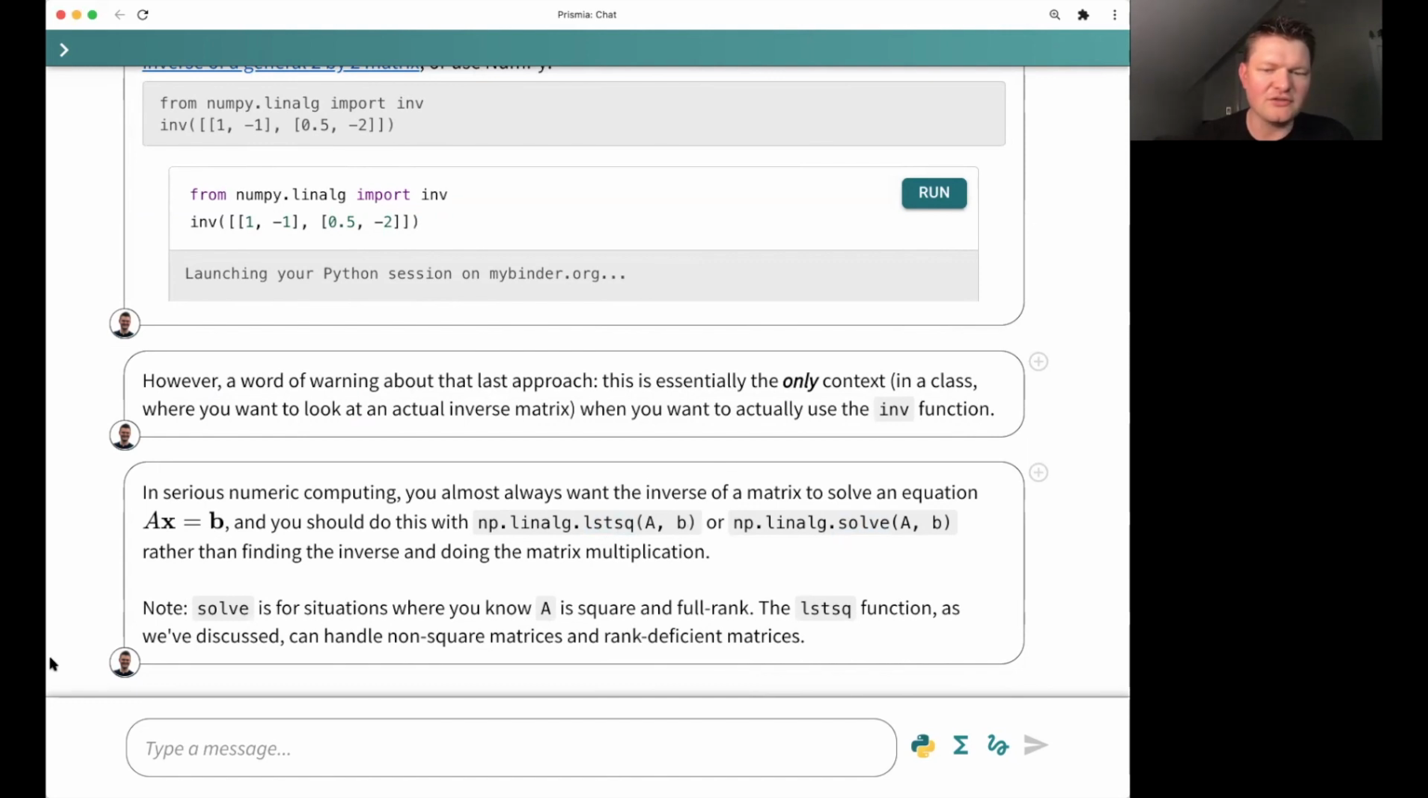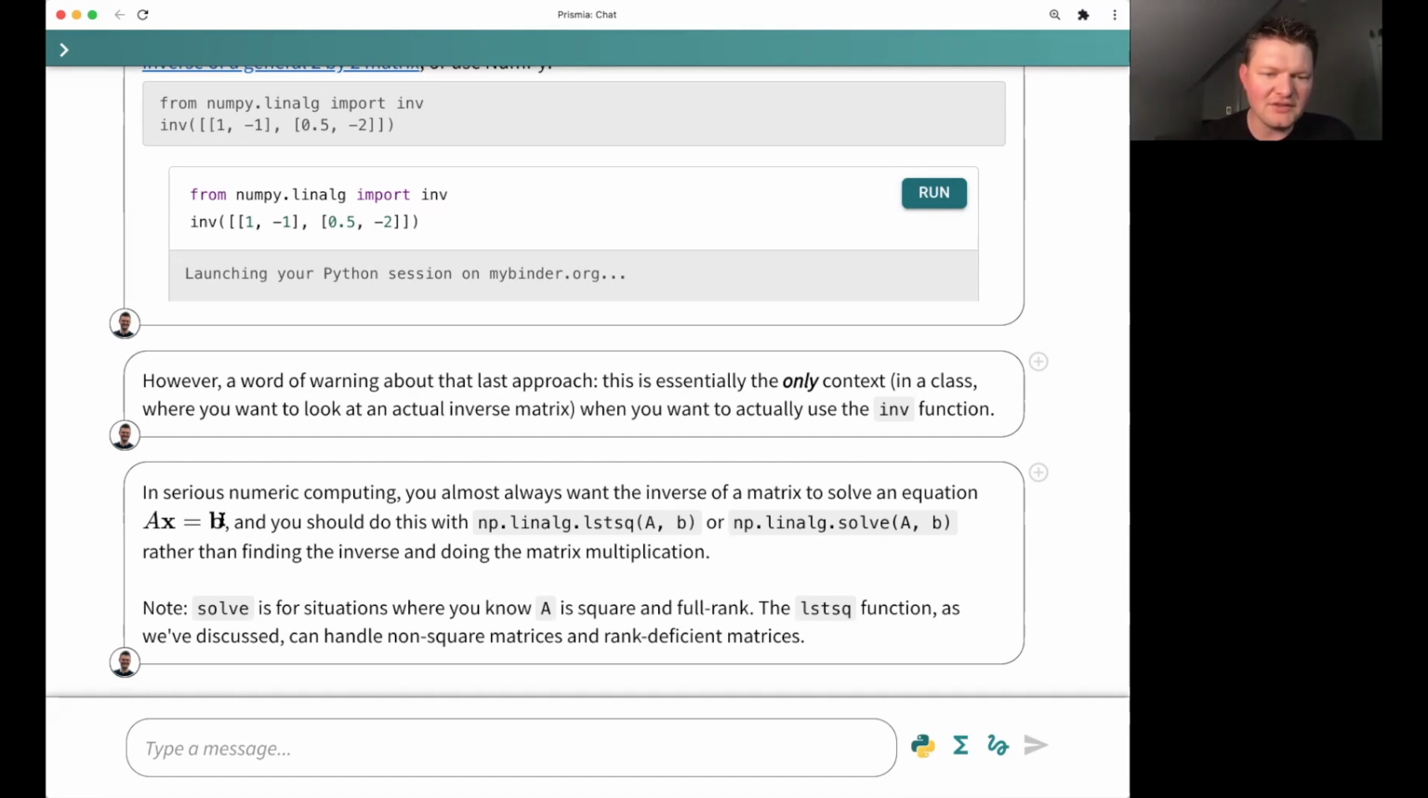Solve is for situations where A is square and full rank. So the system is fully specified, it's got a unique solution. Then you can use solve. The reason we discussed the least squares function initially instead is that it's more generally applicable. Your matrix doesn't have to be square, it can be rank deficient, and it's still going to do something reasonable, something that you can comprehend for the way that it handles failures of either uniqueness of solutions or existence of solutions of the system you're trying to solve.